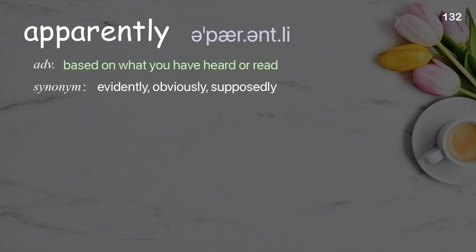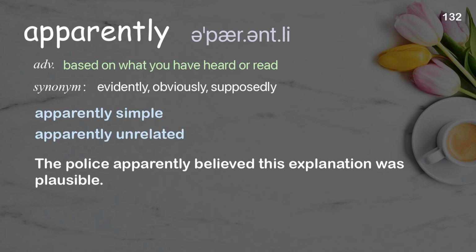Apparently. Based on what you have heard or read. Examples: apparently simple, apparently unrelated. The police apparently believed this explanation was plausible.